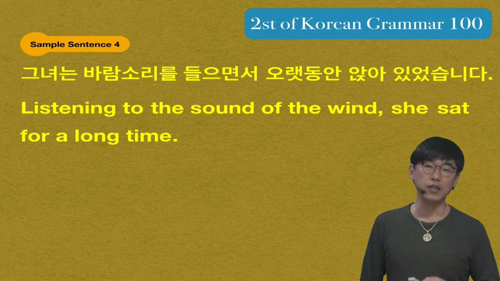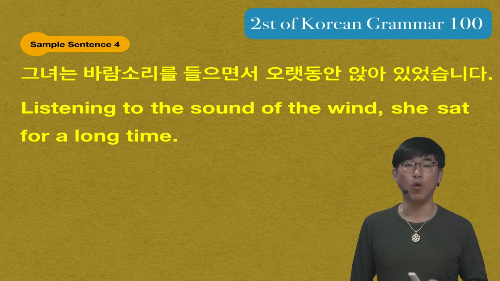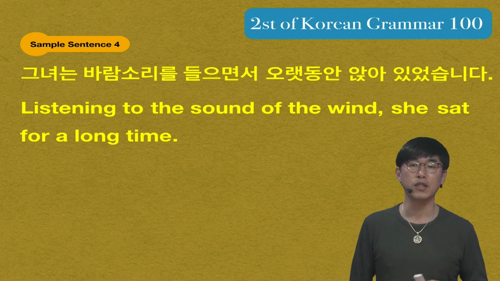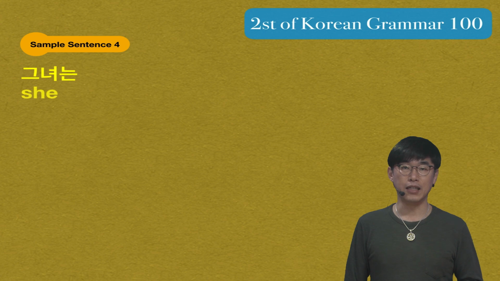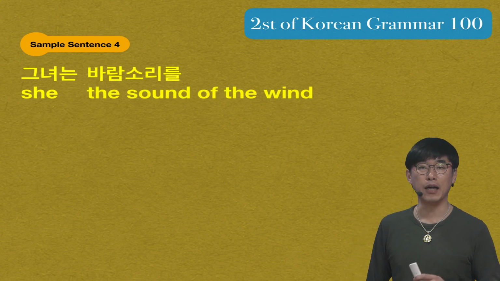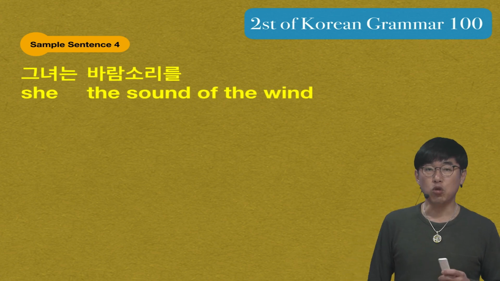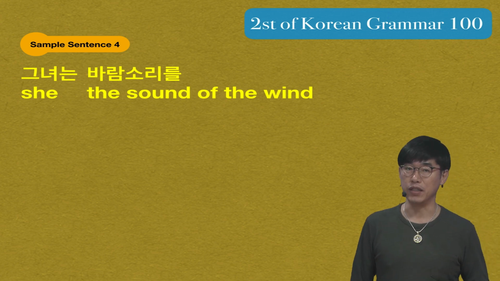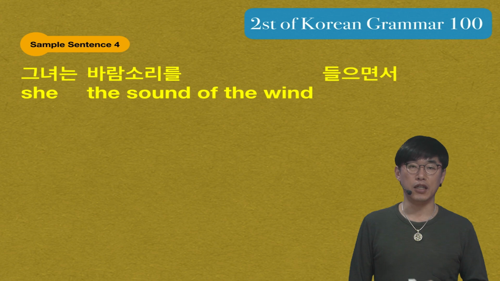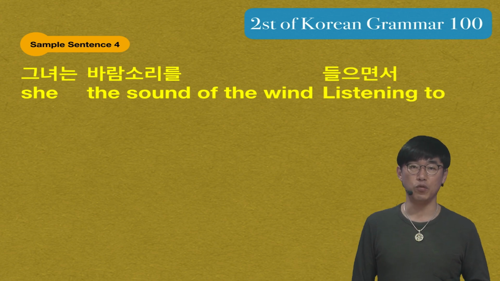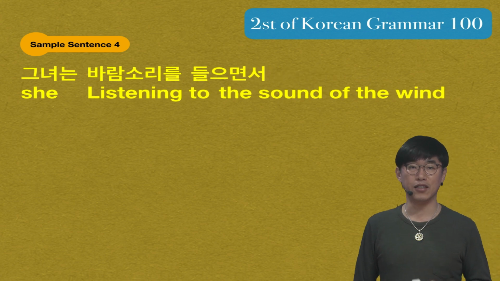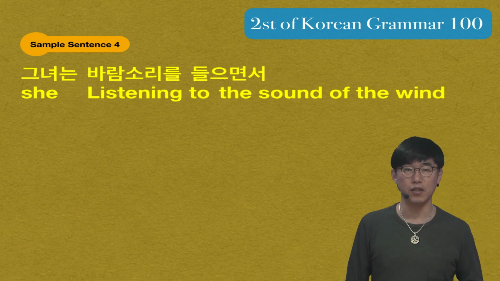Number 4, 그녀는 바람 소리를 들으면서 오랫동안 앉아 있었습니다. Listening to the sound of the wind, she sat for a long time. 그녀는 is the subject of this sentence and 바람 is wind. And 소리 is a sound. So 바람 소리 is the sound of the wind. And 들으면서 is participial construction, which means listening. So 바람 소리를 들으면서 is listening to the sound of the wind, right?